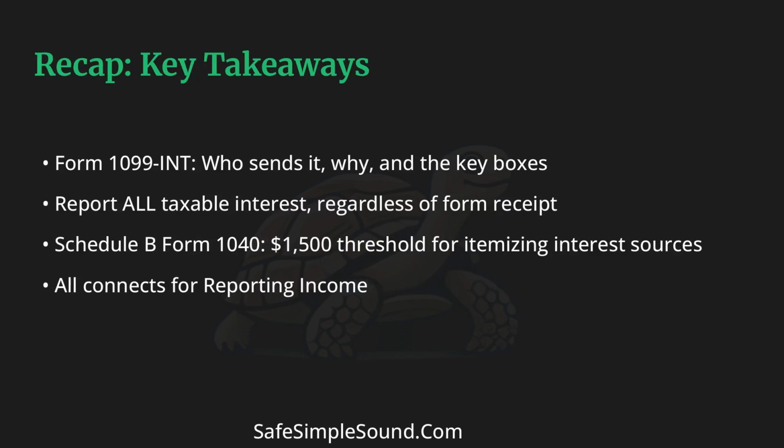So let's recap. We've decoded Form 1099 INT. You know who sends it, why, and the key boxes like Box 1, Taxable Interest, Box 3, U.S. Gov Interest, and Box 8, Tax-Exempt Interest. We stressed the absolute importance of reporting all your taxable interest on your federal income tax return, regardless of getting a form. And we introduced Schedule B Form 1040 and its $1,500 threshold for itemizing your interest sources, showing how it all connects for reporting income.